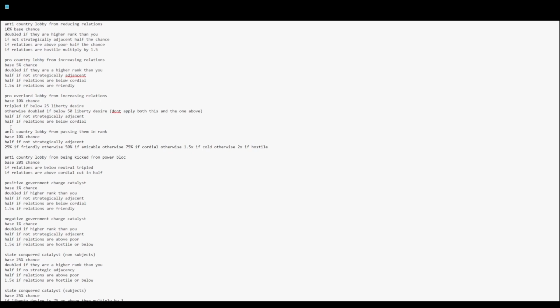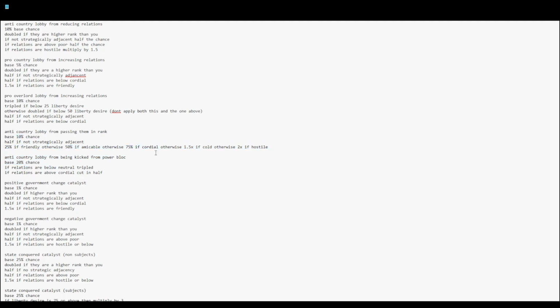Anti-country lobby from passing them in rank. Base of 10% chance, half if not strategically adjacent, 25% if friendly, otherwise 50% if amicable, 75% if cordial, 1.5 times if cold, 2x if hostile. This is a multiplier to this 10% chance.